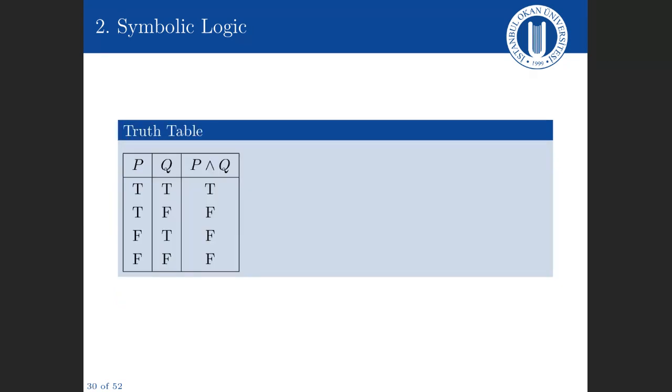A truth table for AND. Is P true and is Q true? For the first line, yes. P is true and Q is true, therefore P and Q is true. Second line. Is P true and is Q true? No, because Q is not true, so P and Q must be false. Likewise for line three. Is P and Q true? No, false. P and Q are not both true, so false.